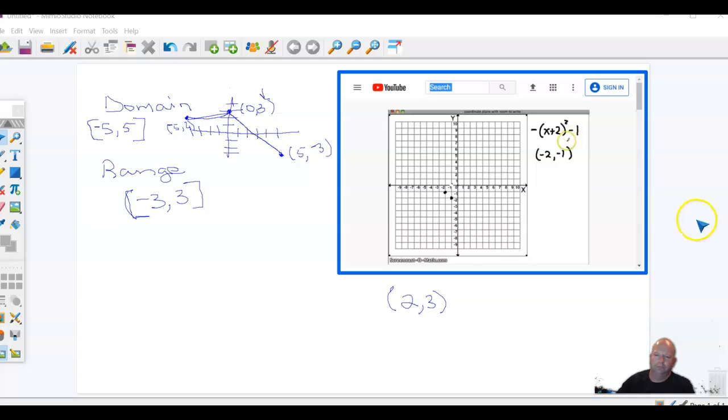Times negative 1. Sorry, negative 1 plus 2 is 1. 1 squared is 1. 1 times negative 1 is negative 1. And negative 1 minus. I made a mistake, I know what I did, I wasn't paying attention. That's why the xy table always helps to check the number.